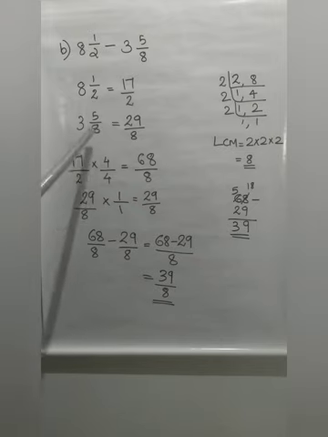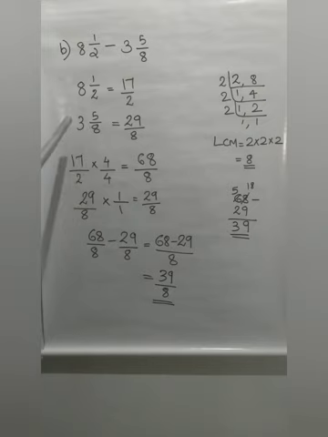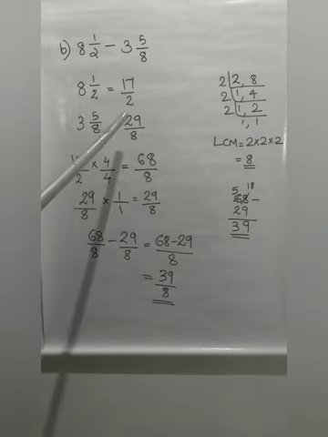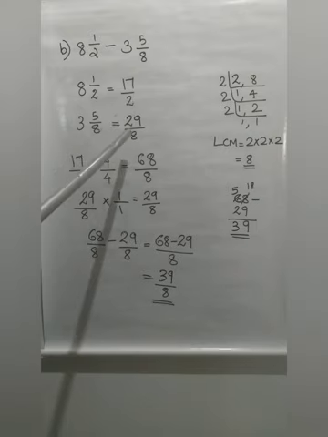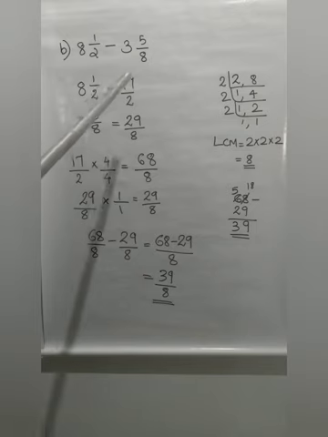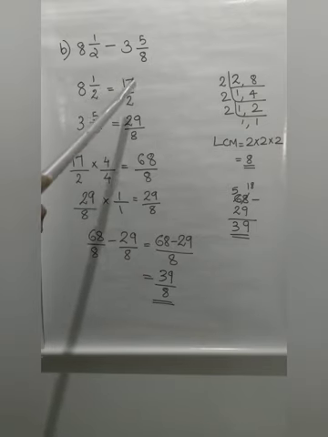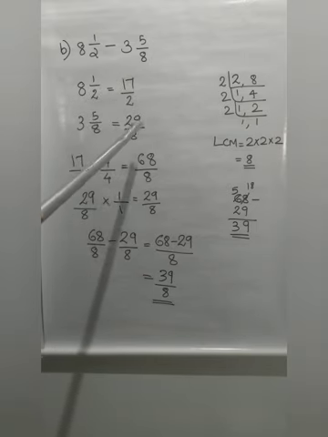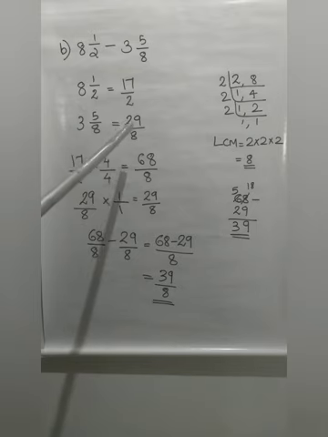Next, 3 5 by 8. Converting: 3 into 8 is 24, 24 plus 5 is 29. So 29 by 8. So I converted the given mixed fractions into improper fractions. What are they? 17 by 2 and 29 by 8.